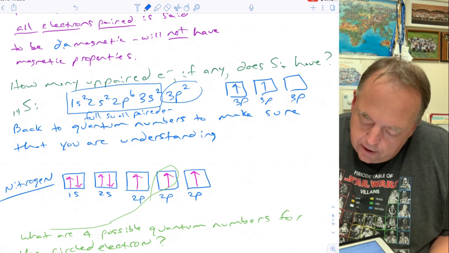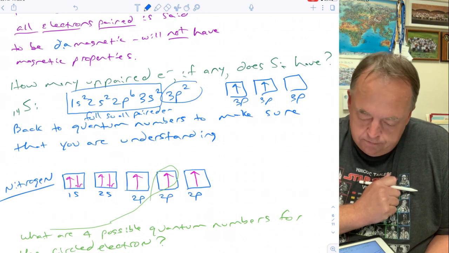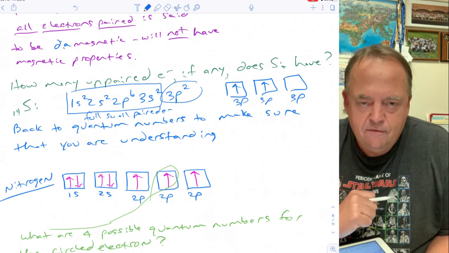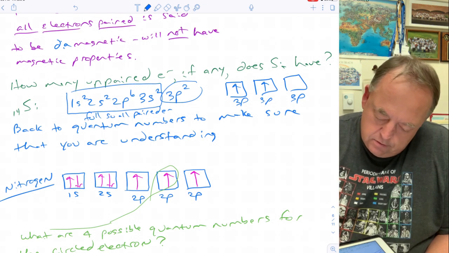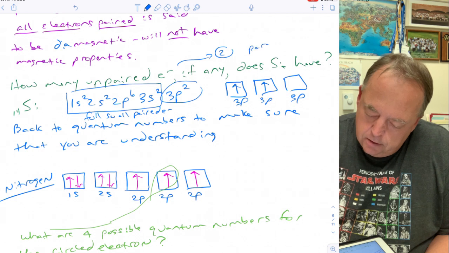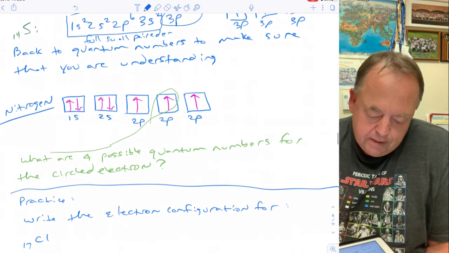Well, you would not pair them unless you have to, right? So you don't have to pair them. So 2 of the p orbitals have 1 electron each, so it would have 2 unpaired electrons. So it would be paramagnetic. Right? Okay, so hopefully that makes sense.